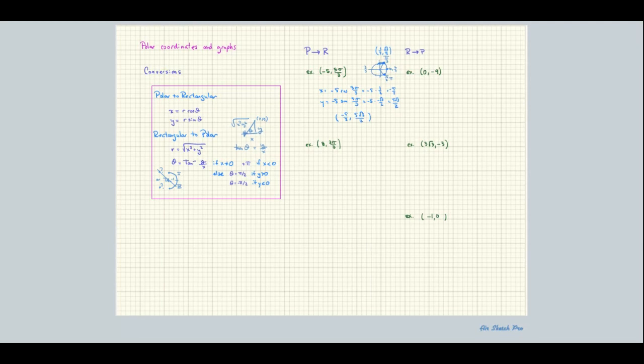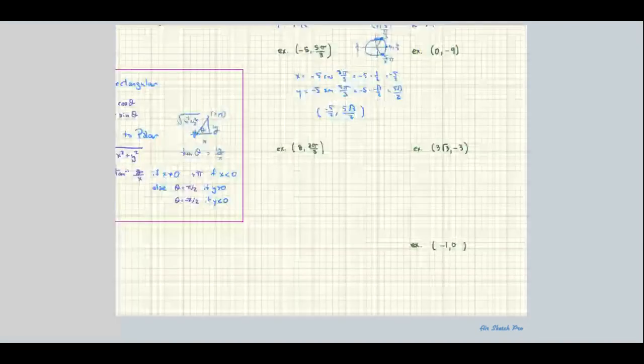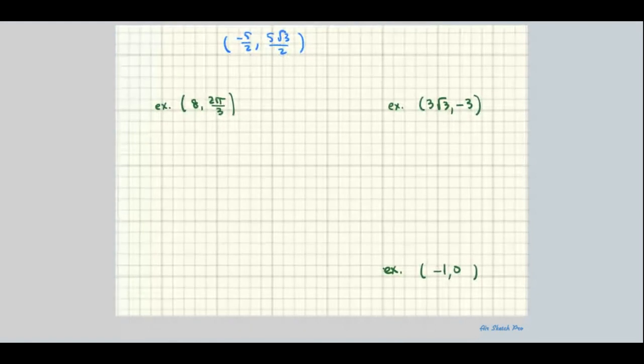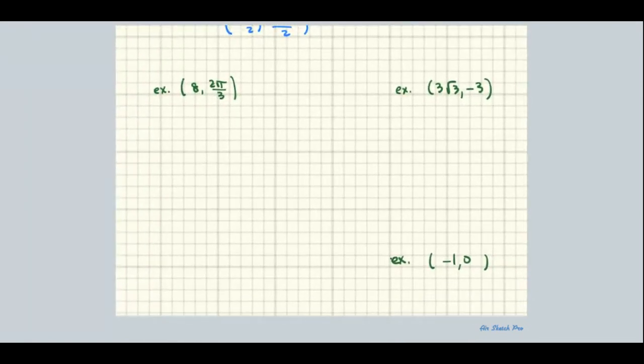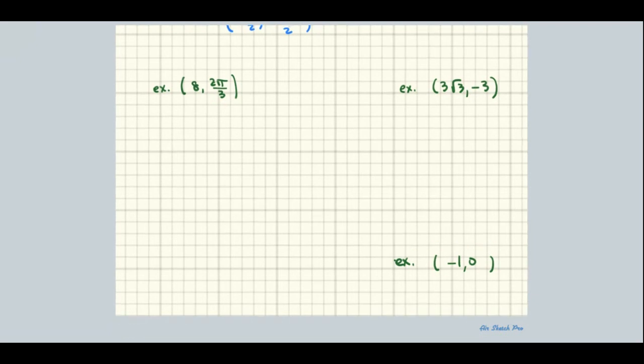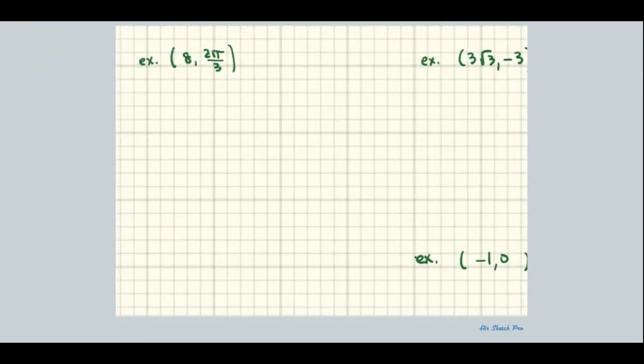Okay, so here we go, guys. Let's do one more polar. See how much we can knock out today. I've got you guys till 12:30, right? Okay. And so here's my next example. Let's do this: x equals 8 cosine 2 pi over 3, y equals 8 sine 2 pi over 3.